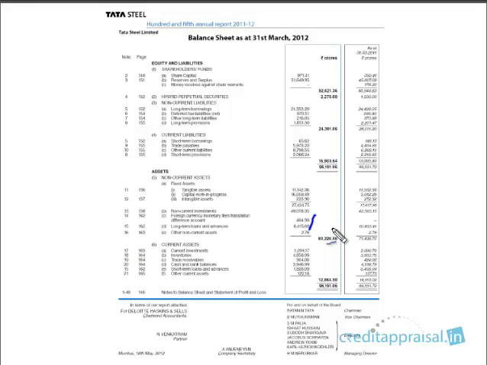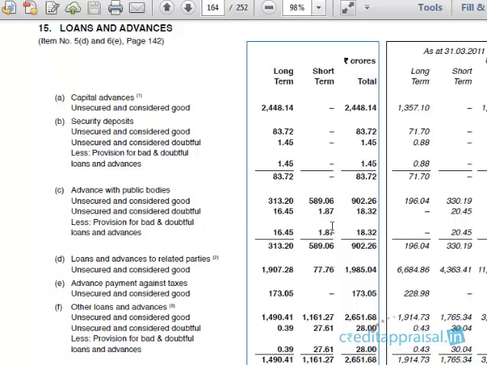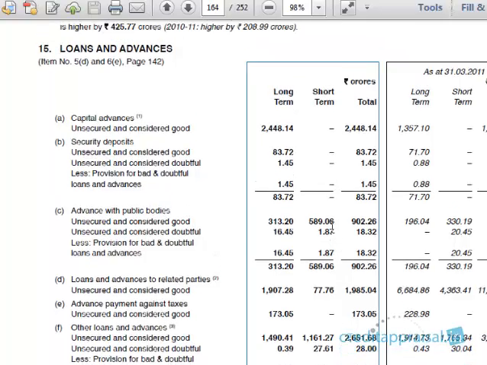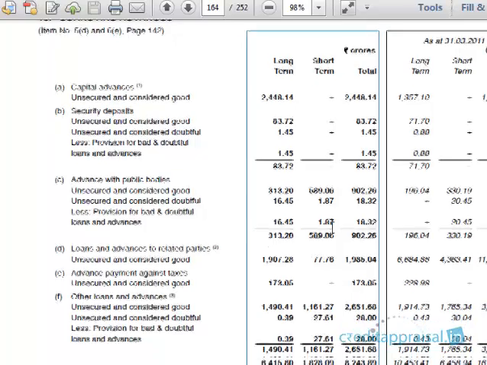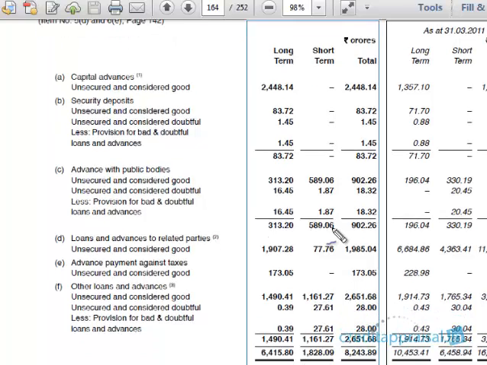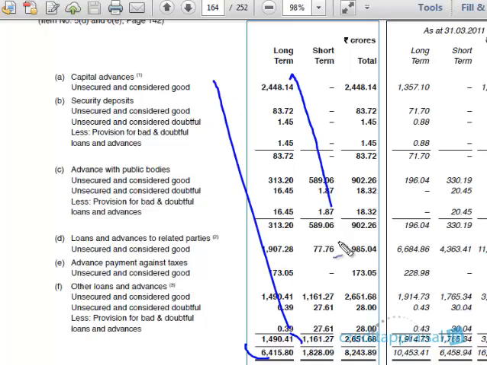6,415 crores. So this is the loans and advances. Again, it's bifurcated into long-term and short-term, and the long-term portion is 6,415 crores. Let us see what all the items under this long-term portion are. Here we have capital advances. What are these capital advances? It's a non-current asset, and you can treat it as an advance for capital goods suppliers.